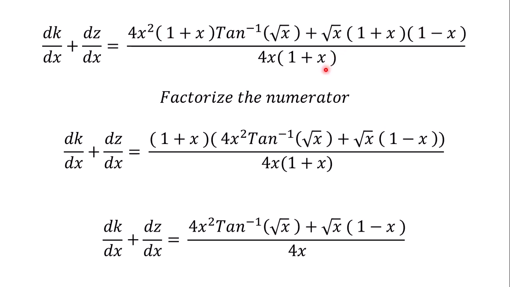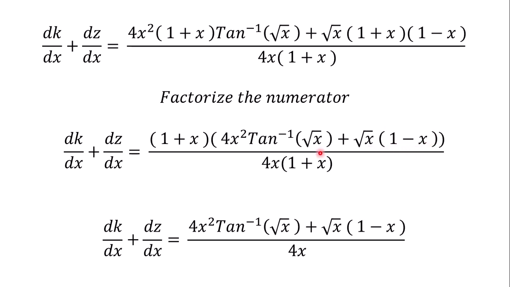Now the whole of this and the whole of this, what can we do? Factorization. Here we have 1 plus x, here we have another 1 plus x. That one can come out, right? And when we bring that one out, here we are left with 4x squared tangent inverse of square root of x plus this one will give us square root of x into bracket 1 minus x, bracket close.